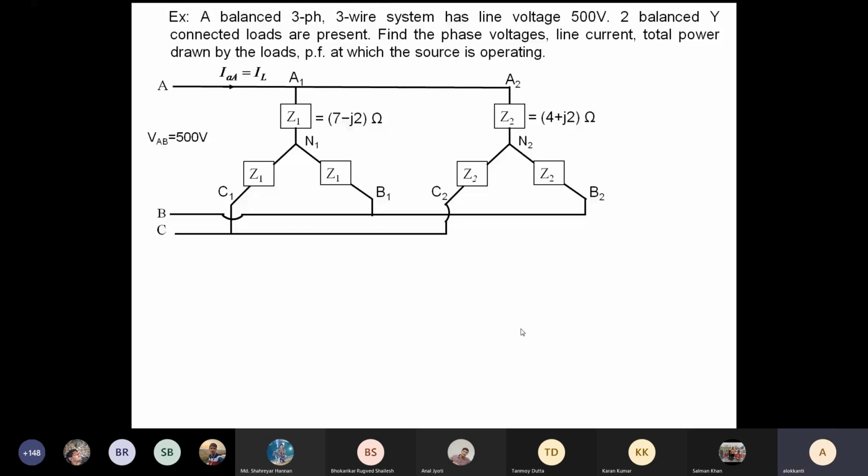You are given the line to line voltages, 500 volts RMS. VAB is given.